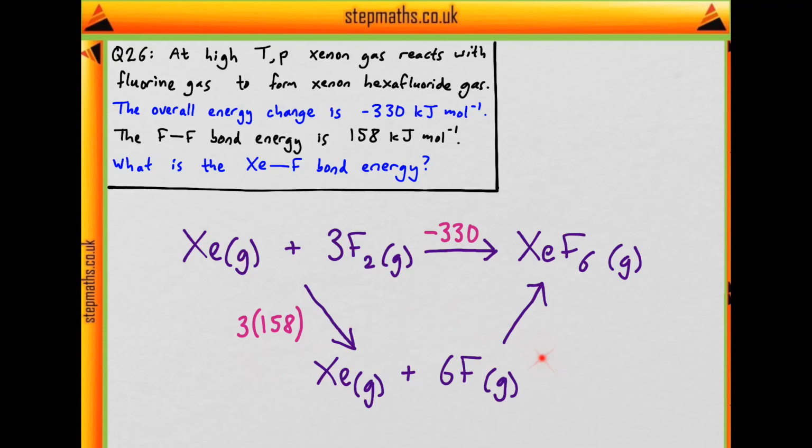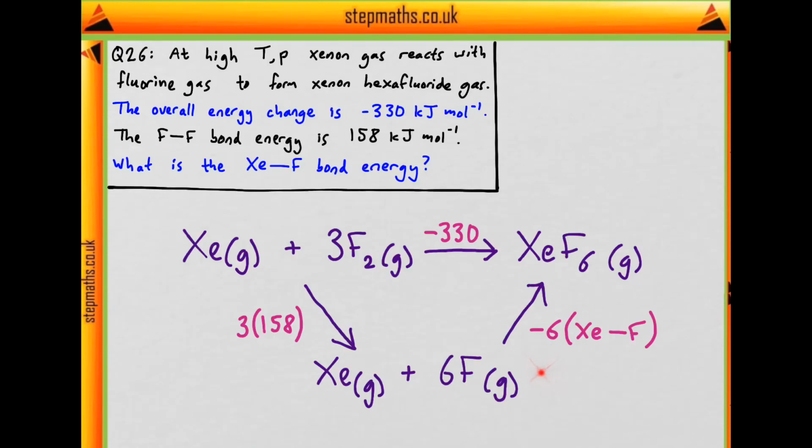And what about the last thing? Well, this is the value that we need. That's the xenon-fluorine bond energy. And we're forming 6 xenon-fluorine bonds, so this is going to be 6 times the xenon-fluorine bond. And it's minus because we know forming bonds releases energy, so this is going to be a negative energy process.